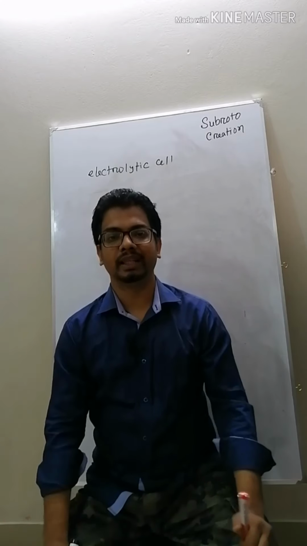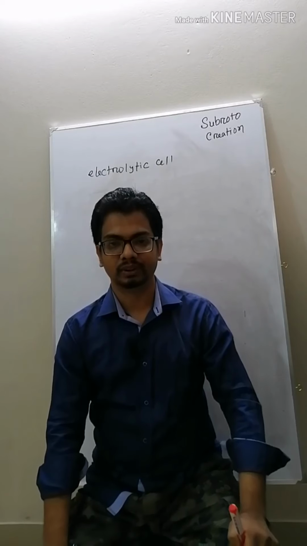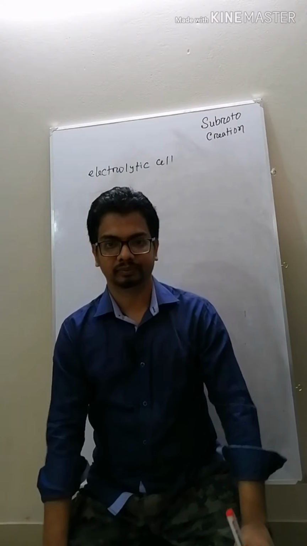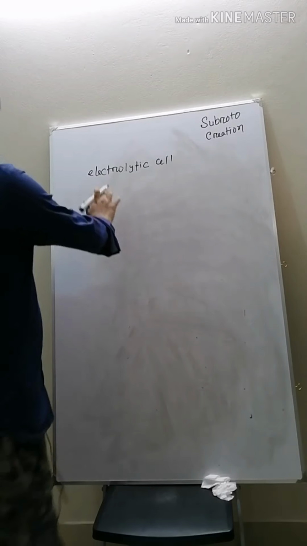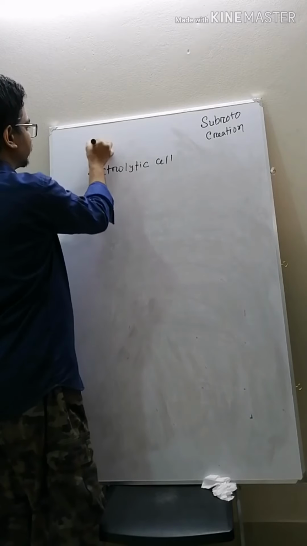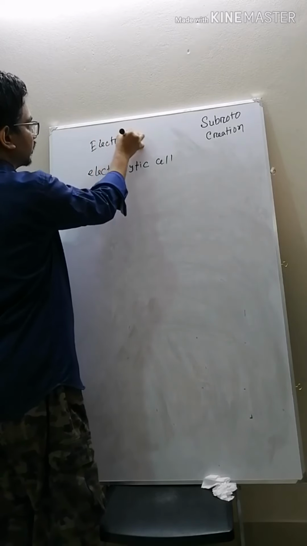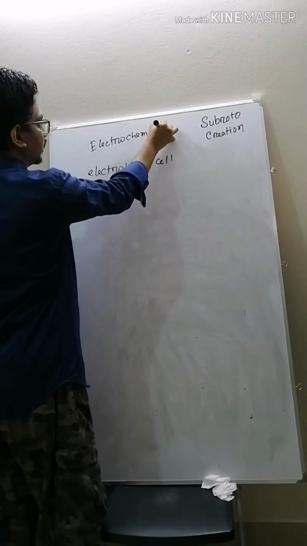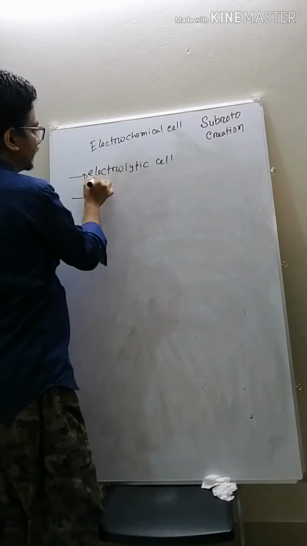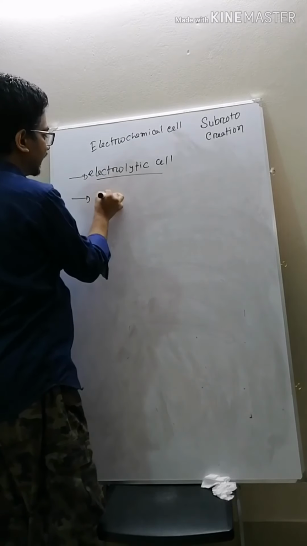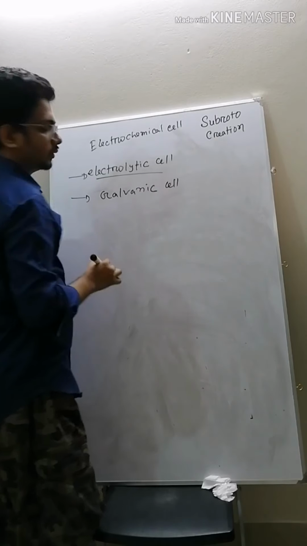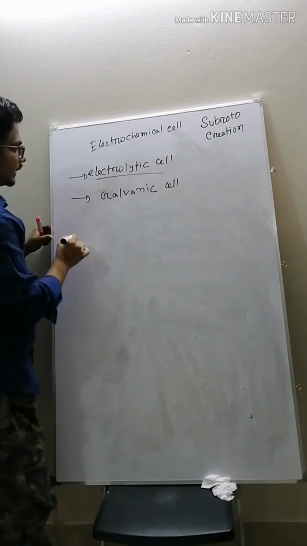Today we talk about chapter 8, Chemistry and Energy. It's our last lecture. Okay, we go to the class. First, we talk about electrochemical cell, which is two types. One is electrolytic cell and another is galvanic cell. Okay, first we talk about electrolytic cell.